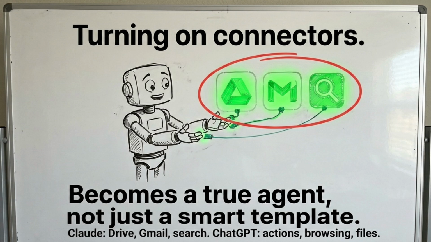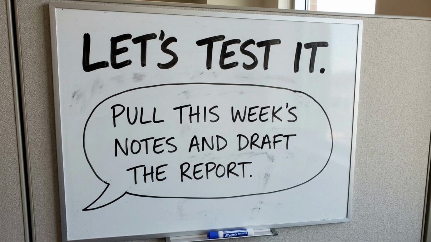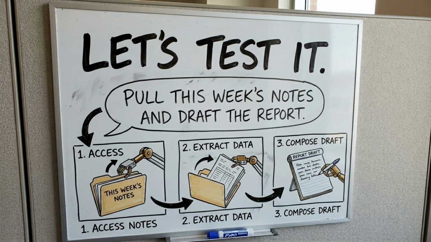In ChatGPT, this means enabling actions or built-in tools like browsing and file access. This is the difference between an AI that can only talk about your calendar and one that can actually open it. Let's test it. Type a real request, something like pull this week's notes from my Drive folder and draft the weekly report. Watch what happens.